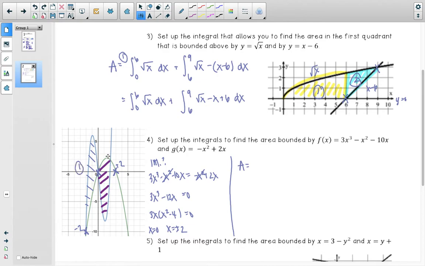All right, so to set up the integral, area is going to equal, this is our first chunk, our first and our second chunks right there. You're bounded from negative 2 to 0. And the question is, what's the upper and what's the lower? Well, the blue line is the f of x, and the green line is the g of x.